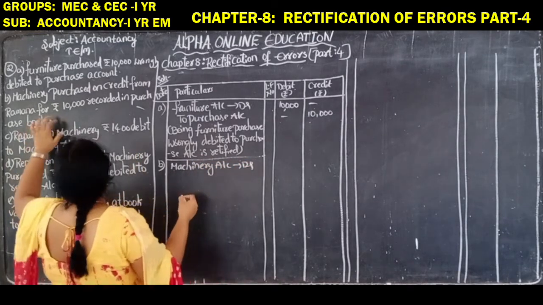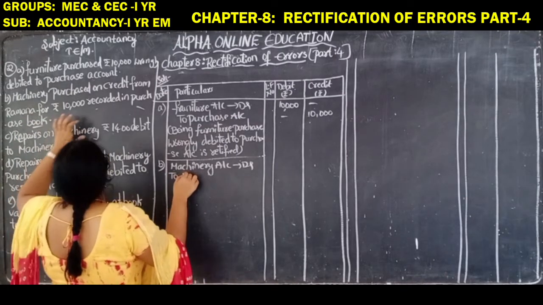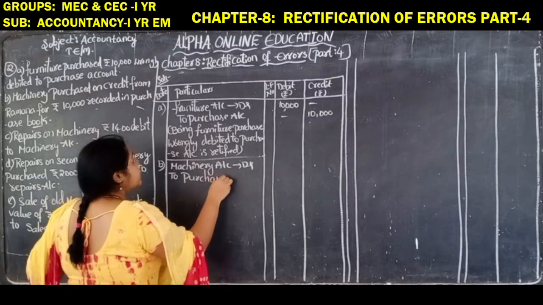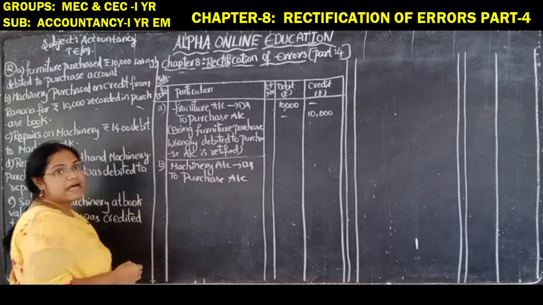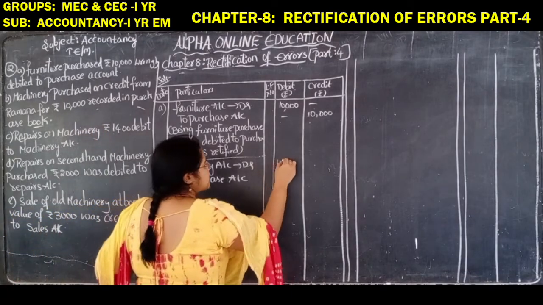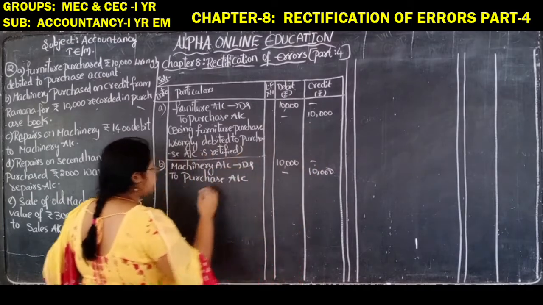To purchase account. They recorded it in the purchase book, so we will write to purchase account. We are crediting the purchase book. So what is the amount? 10,000 rupees. Again we have 10,000 rupees here. So now write the narration.